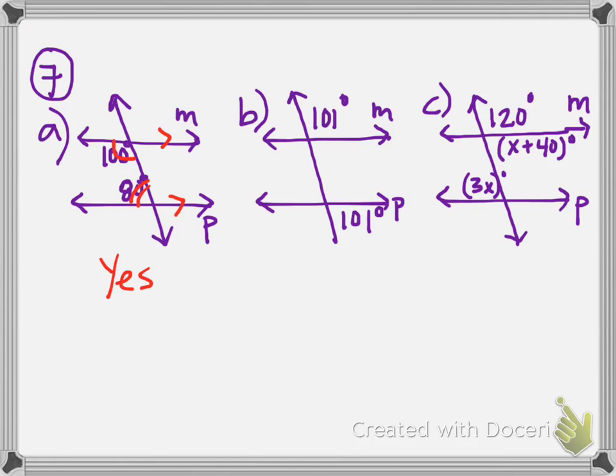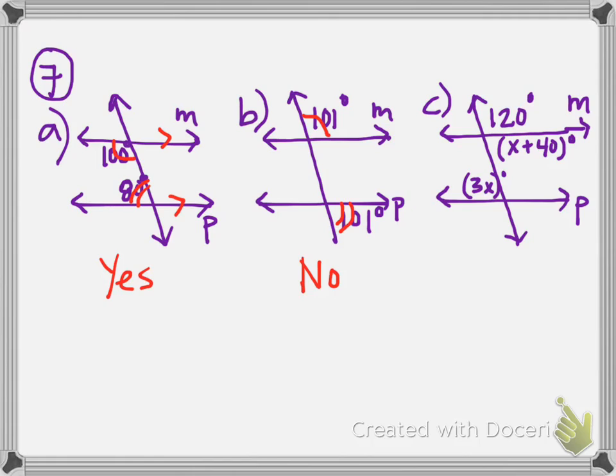Part B, the 2 101 degree angles, these are same side exterior. Same side anything, interior or exterior, are always going to be supplementary. However, 101 plus 101 does not equal 180. So no, these 2 lines are not parallel.